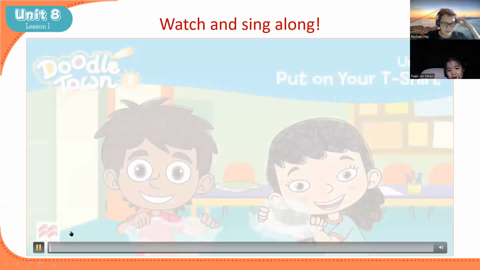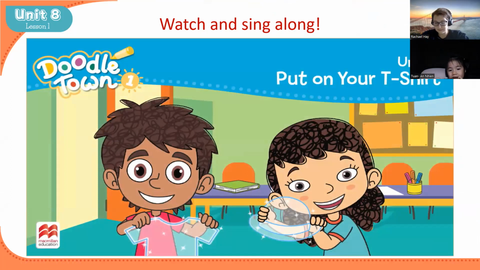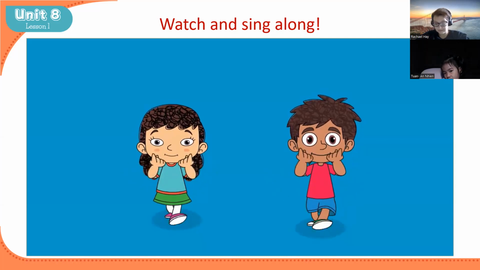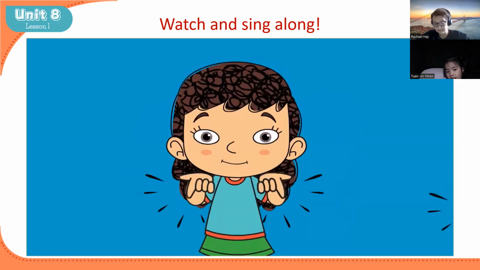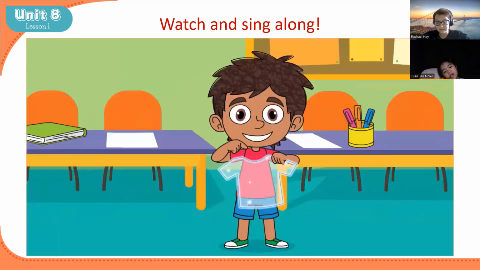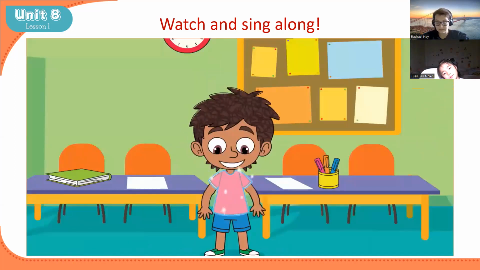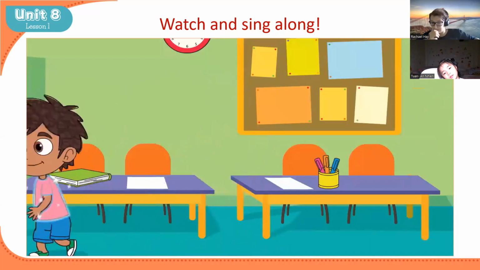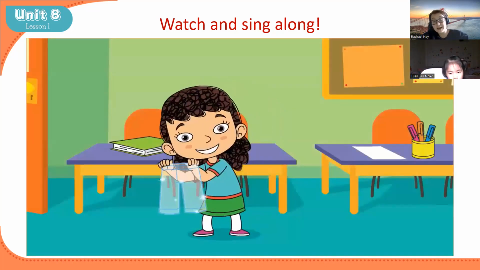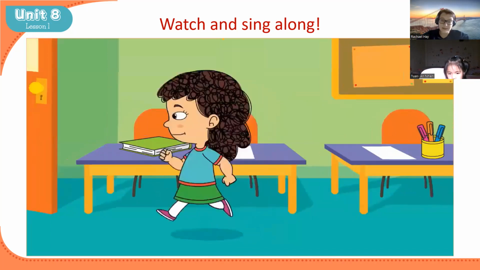Unit 8. Socks. Song. Put on your t-shirt. Do you have a t-shirt? Yes, I have a t-shirt. Put on your t-shirt. Let's go play. Do you have pants? Yes, I have pants. Put on your pants. Let's go play.